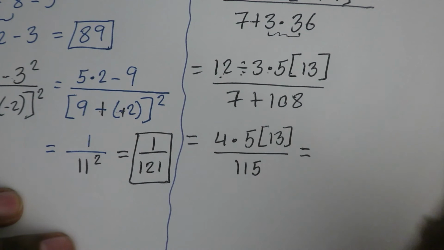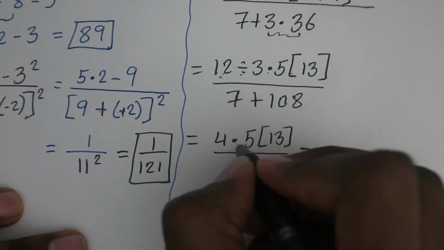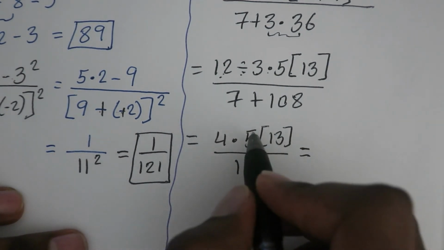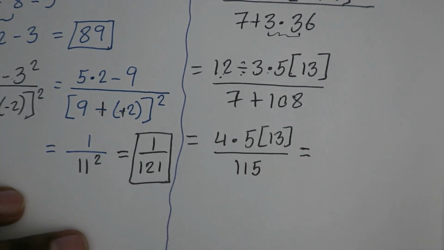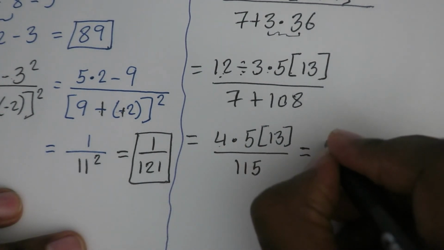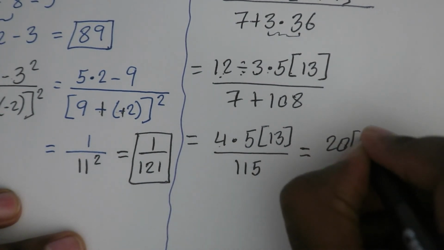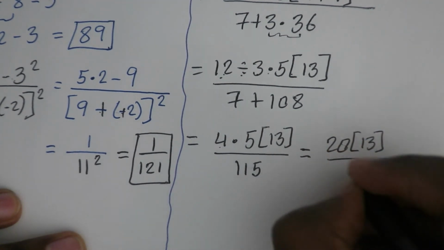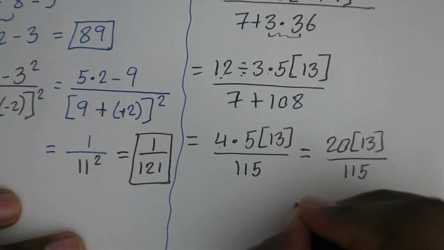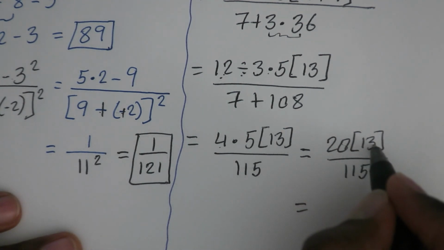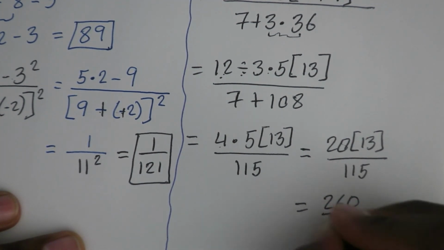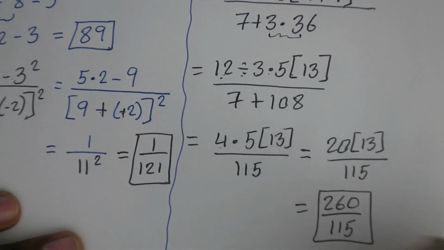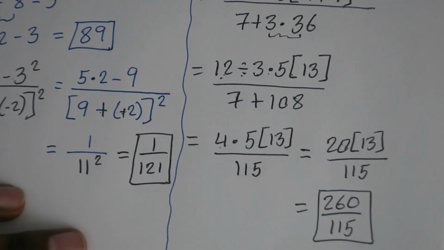We're going to continue right here. 4 times 5, I multiply those two numbers first, and in this case it wouldn't matter which one you do first, but according to the order of operations we multiply, because they're all multiplication here. So 4 times 5 is 20, and then bracket 13 over 115. What's 20 times 13? Well, 10 times 13 is 130, so 20 times that should be twice that, so that should be 260 divided by 115.